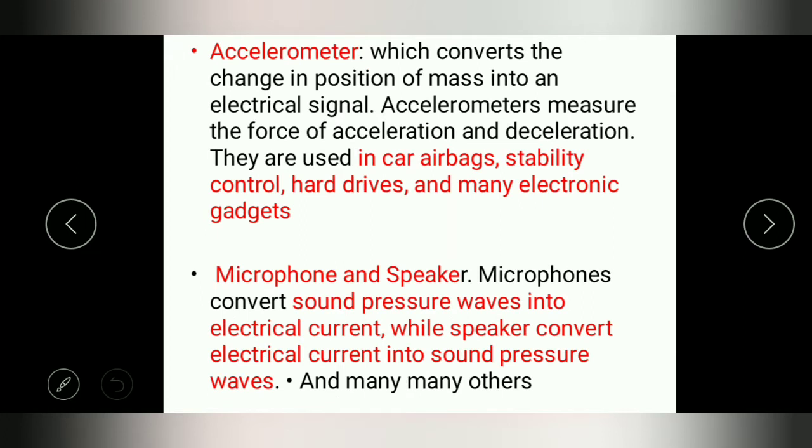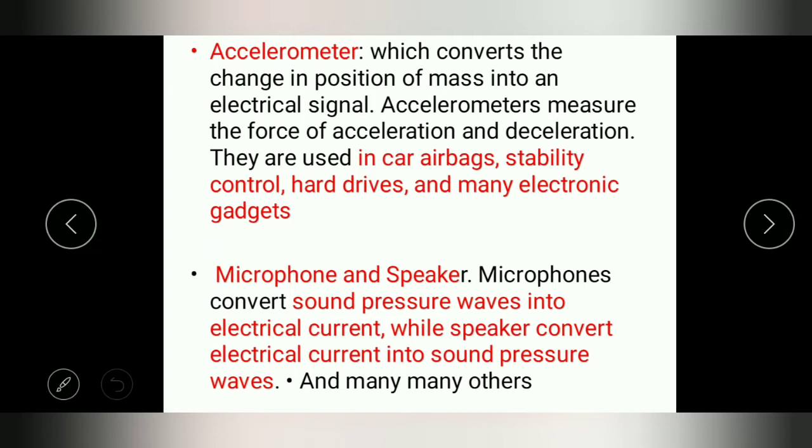Then another one is the accelerometer. It is also used in car airbags, stability controls, hardware, and many electronic gadgets. It is based upon the principle of inertia. Whenever the position of a mass changes, that change is converted to an electrical signal. In other words, an accelerometer measures the force of acceleration and deceleration, and that is converted to an electrical signal. Again, here also the sensing and transduction is taking place simultaneously.